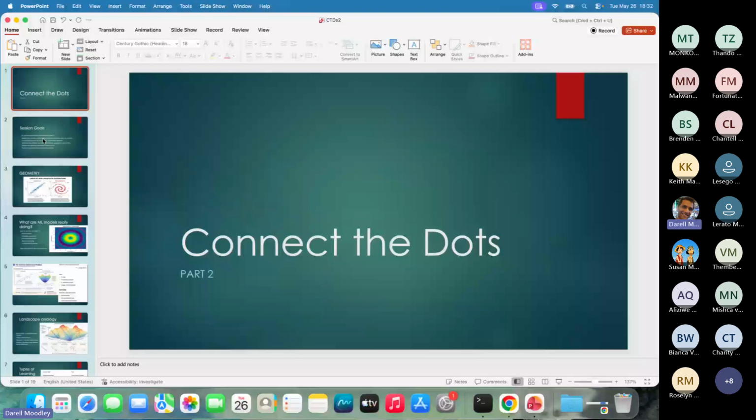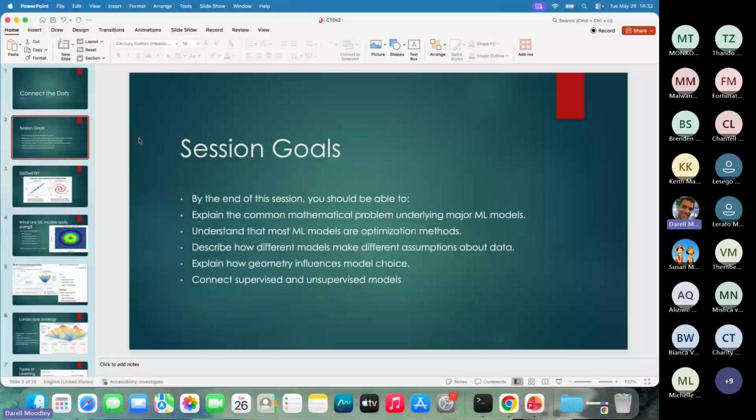All right, so what do we plan to achieve at the end of the session? What you should be able to do is explain the common mathematical problem underlying major ML models. But when I say mathematical problem, I'm not really going to go into very intricate maths. It's going to be a very general overview, which is nothing very complex, and I'll show it to you with an example.